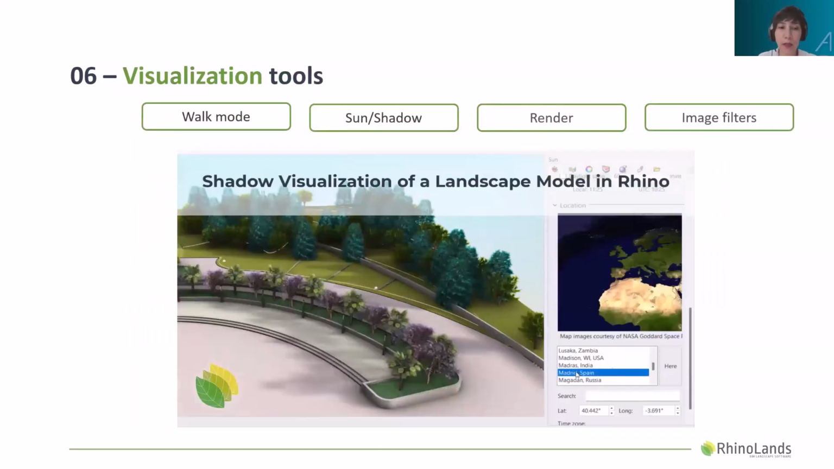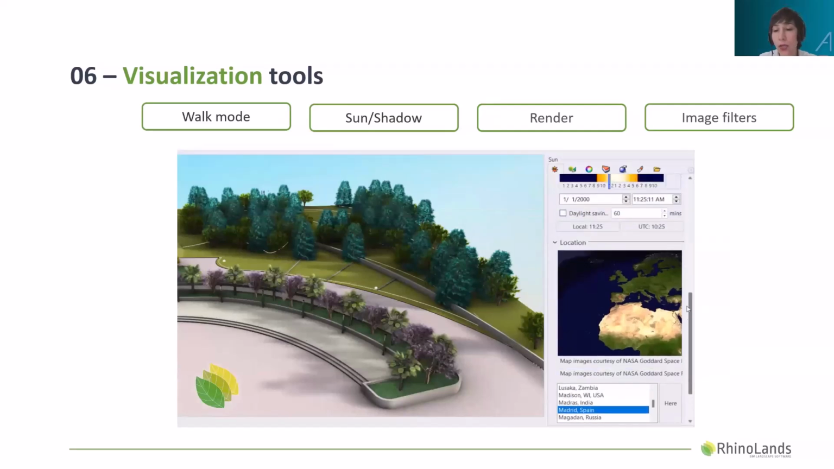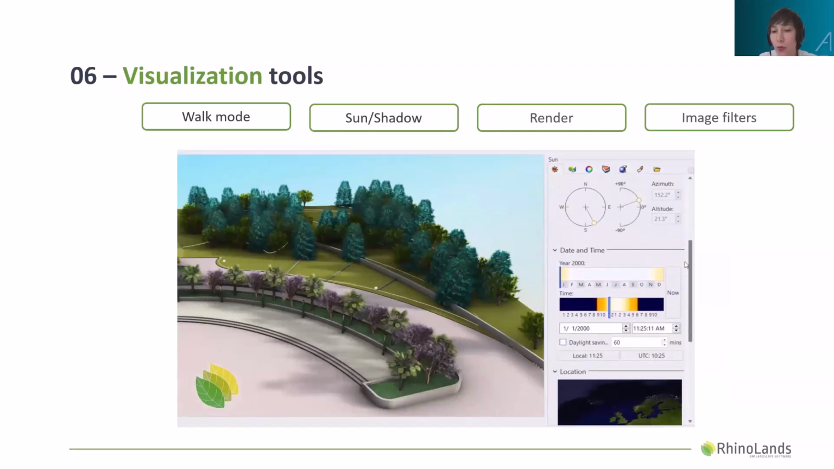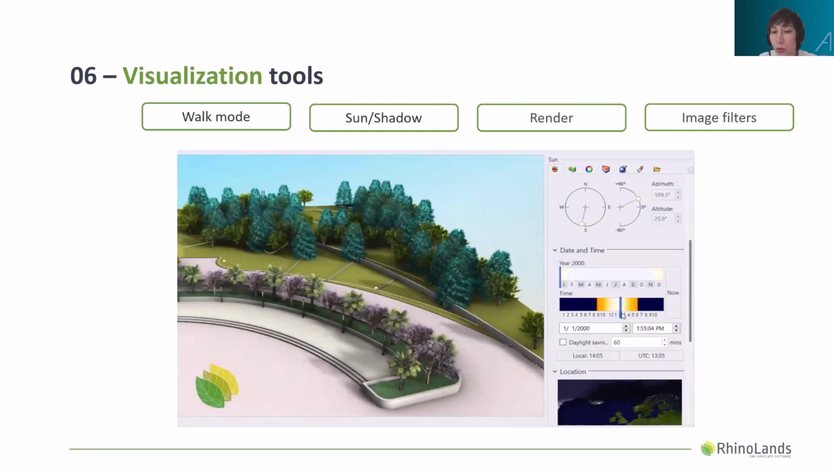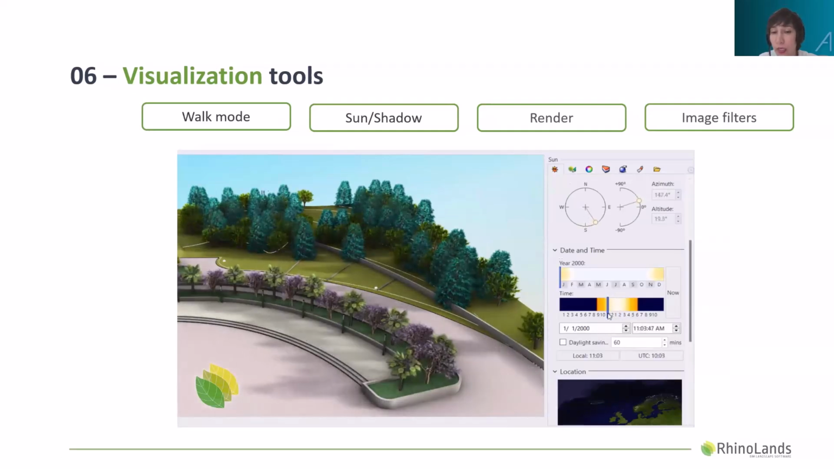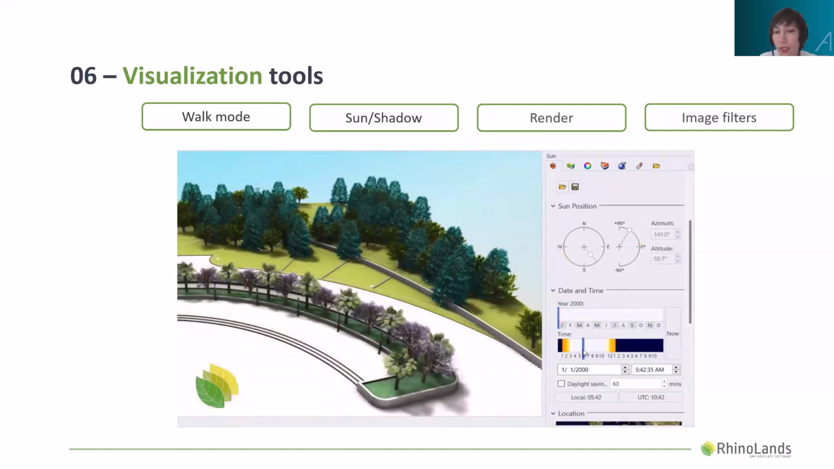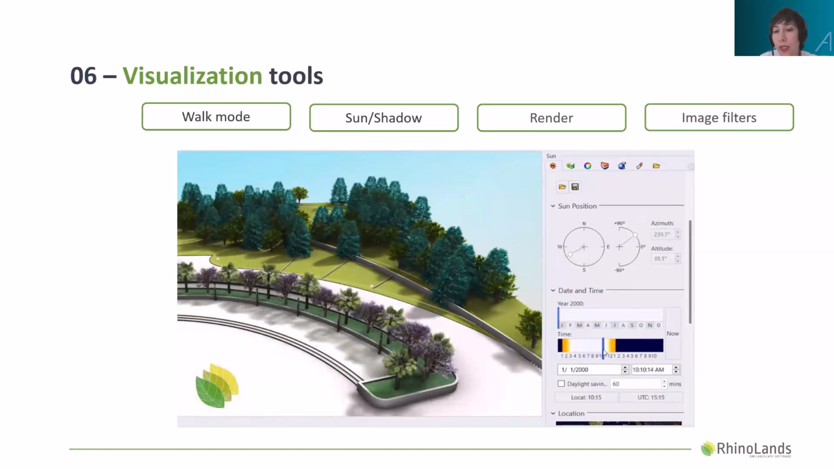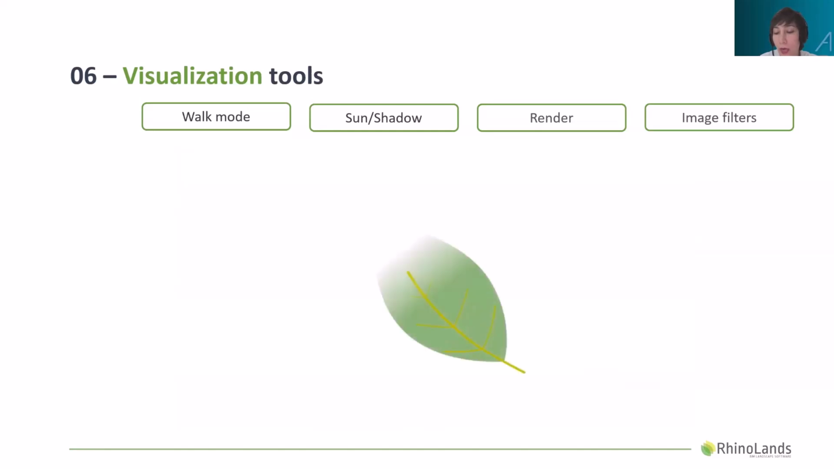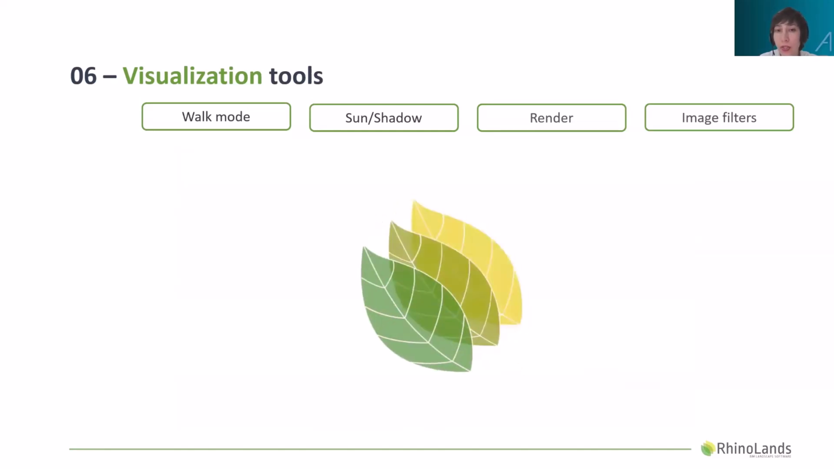For visualization, we have walk mode. We have sun and shadow tool, which helps us to visualize how the sun movement or shadow movement of our project would be during the daytime and in different periods of the year. You just need to indicate the location and the north of your project, and then by moving the slider, you see how the shadow is moving in your project.